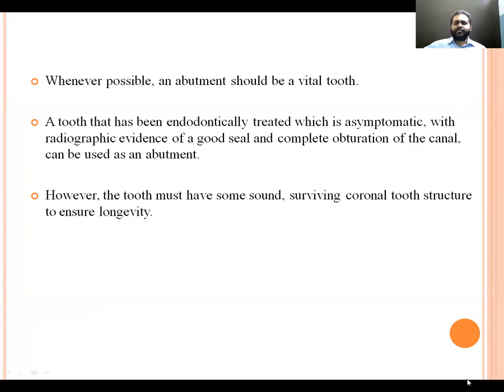Wherever possible, your abutment tooth should be vital. If it is not, we can go for an RCT, a root canal treated tooth, when it is asymptomatic. If it is symptomatic, if the patient says he is having pain, we should not go for the fixed partial denture. So we make sure that there is a proper, complete obturation of the root canal before we go for the preparation of the abutment tooth. Your tooth must be sound and have proper coronal tooth structure to ensure its longevity. If you don't have proper coronal tooth structure, we don't go for it.